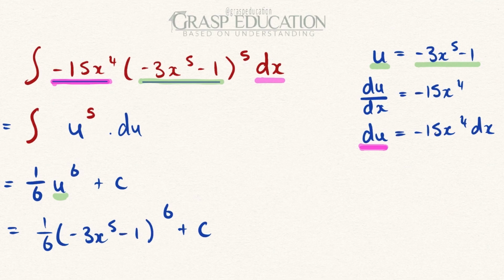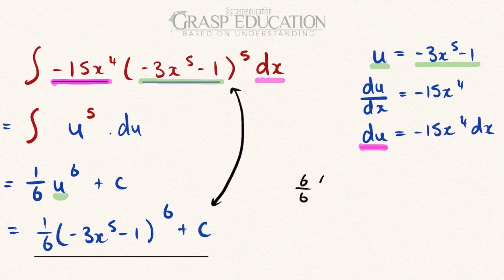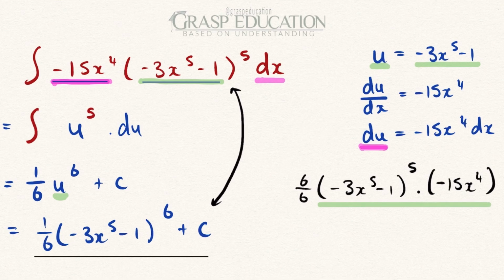I can do a quick check to see if my answer is correct by taking the derivative of my answer. Since the integral and derivative are opposite actions, by taking the derivative of what I have, I should get the integrand. And for this we would use the chain rule. Taking the derivative would mean that I would get 6 over 6, which is 1, times (minus 3x to the power 5 minus 1) to the power 5, multiplied by the derivative of what is inside, which is minus 15x to the power 4. And this is exactly what I have in the beginning.